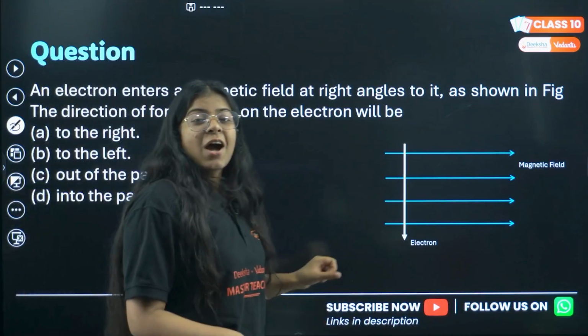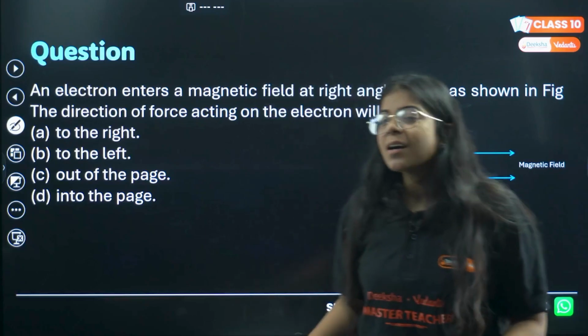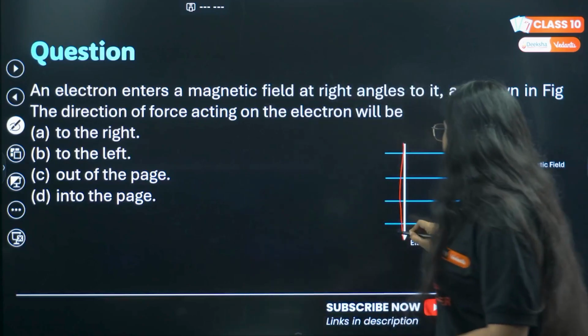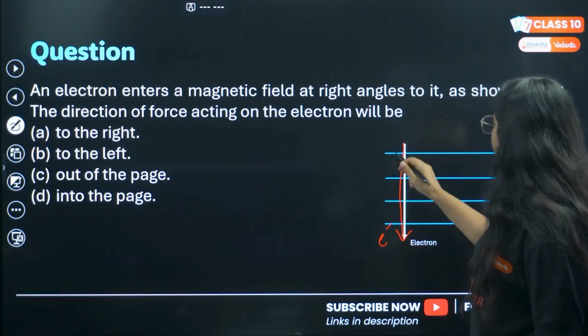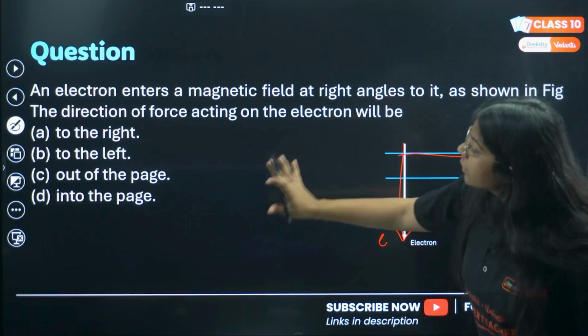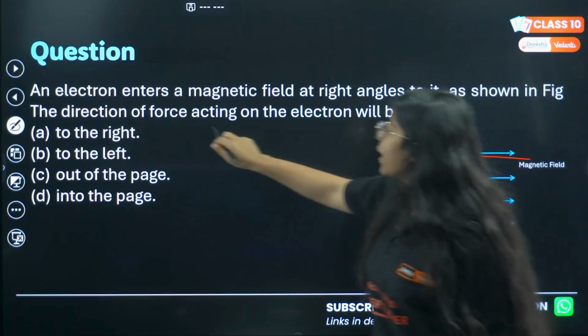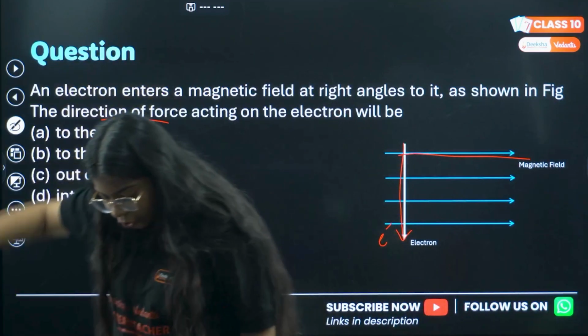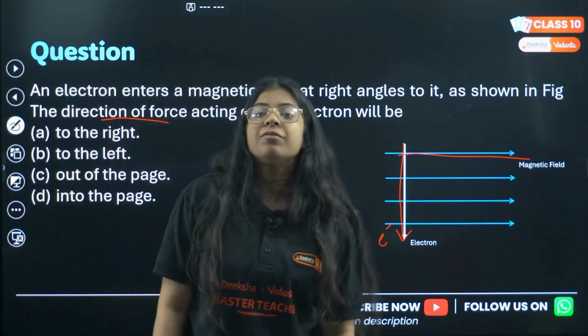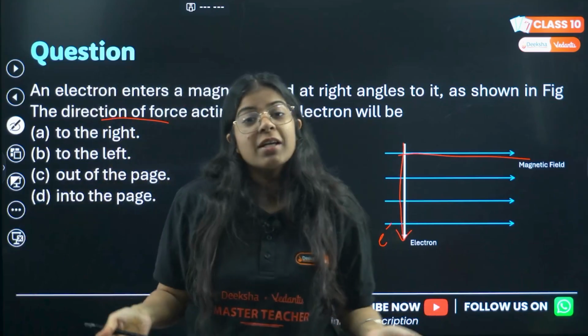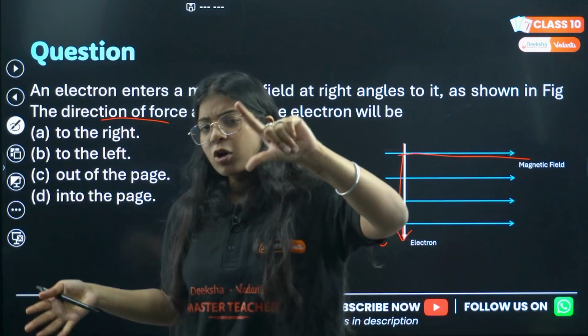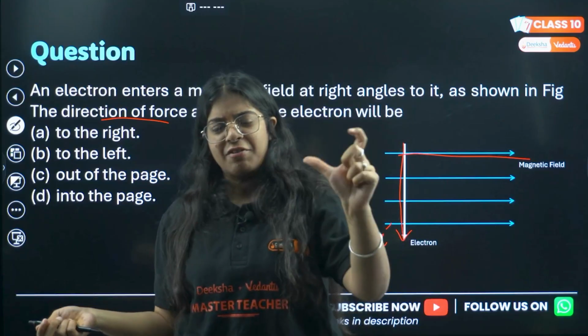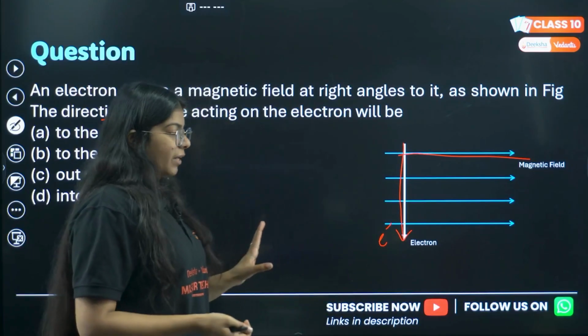Next, an electron enters a magnetic field. This is my electron, it entered a magnetic field. What we need to find is the direction of force, and we can find the direction of force using Fleming's left hand rule. Force, Fleming, you can remember that: FF, direction of force, Fleming left hand rule.